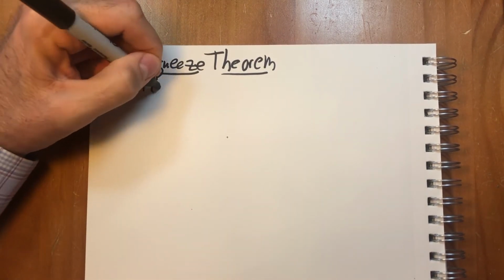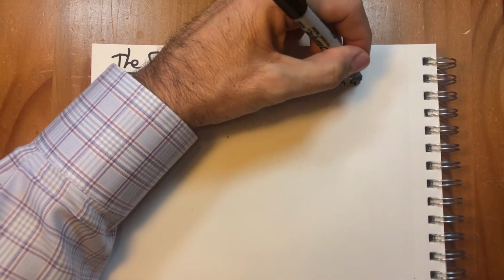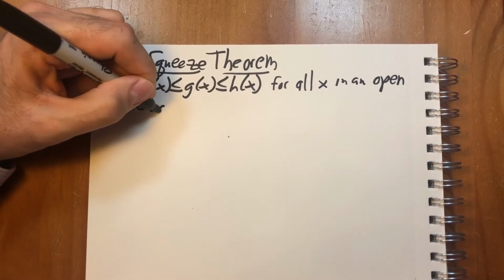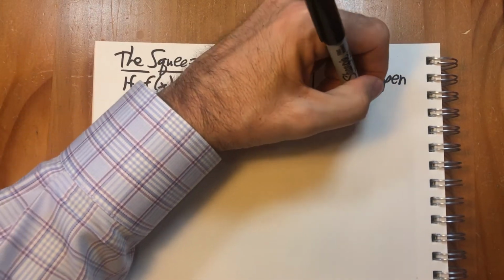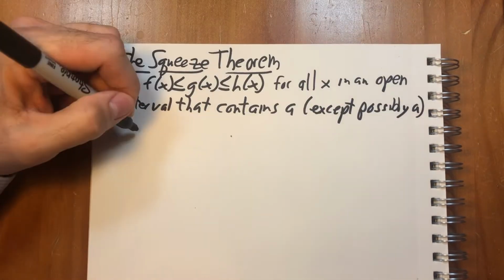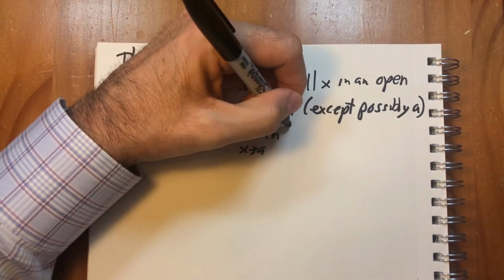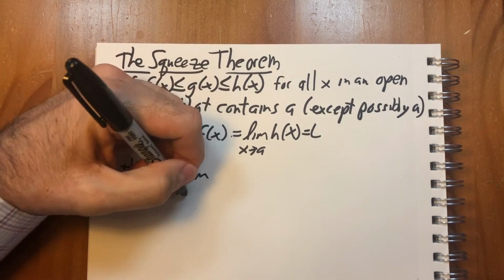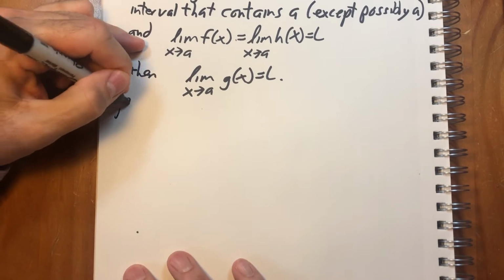If f of x is less than or equal to g of x is less than or equal to h of x for all x in an open interval that contains a, except possibly at a, and the limit as x approaches a of f equals the limit as x approaches a of h, and they both equal L, then the limit as x approaches a of g also equals L. Okay, proof.